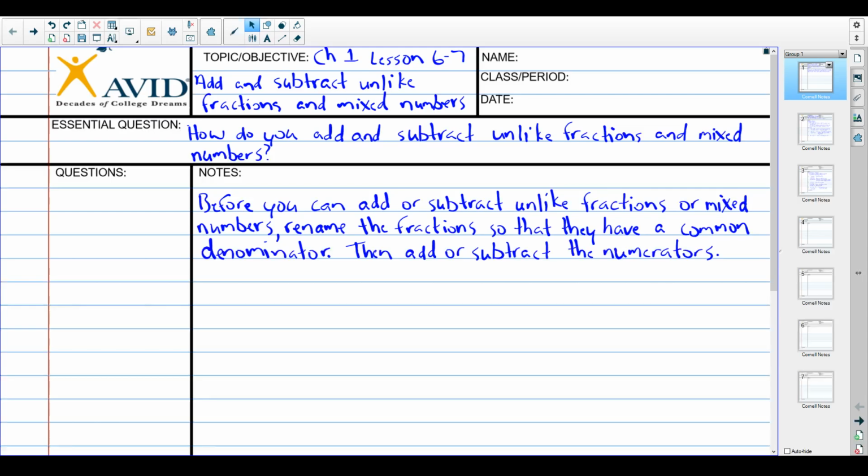Let's start the actual thing. Alright, it's chapter 1, lesson 6 and 7, adding and subtracting unlike fractions and mixed numbers. So the first part of this is pretty word heavy, so I just wrote out everything. So if you want to pause it, or I'm actually going to take a break and find a drink so you can copy it down.